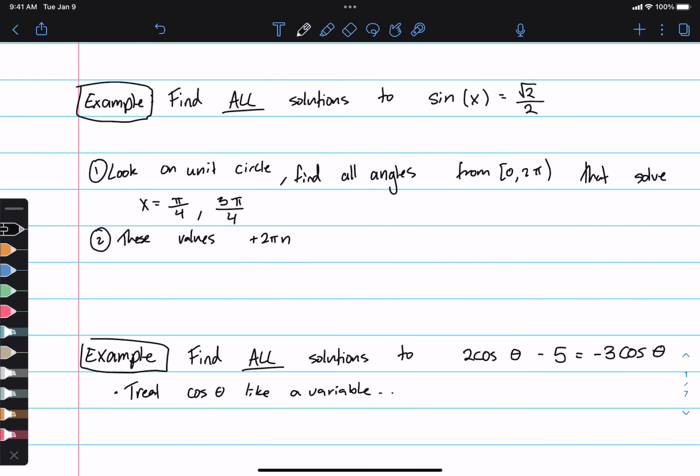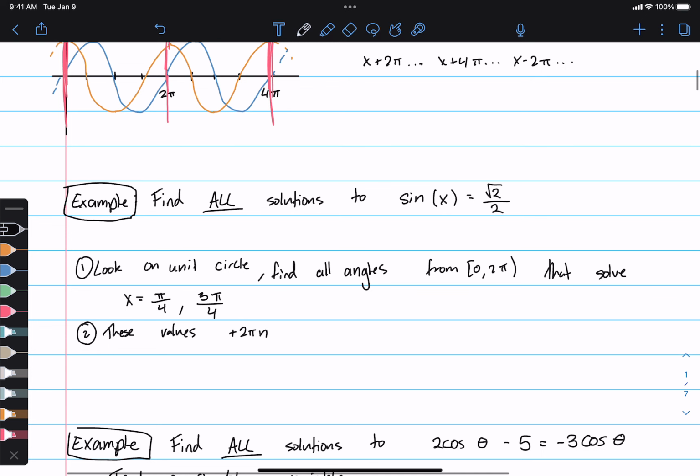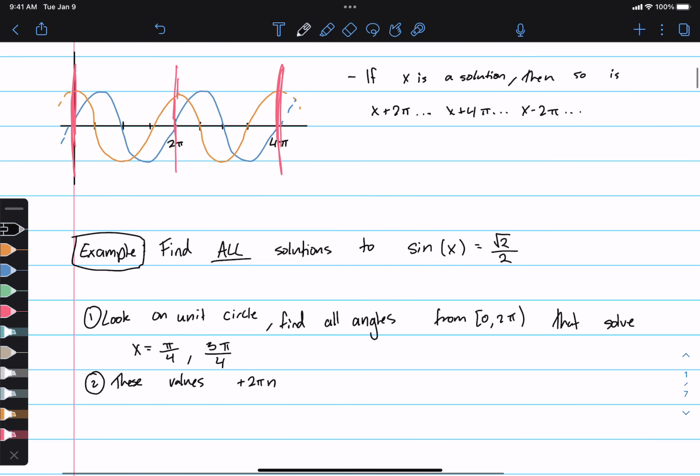Now that we have these two values, and these are the only values that solve this on this interval, that would look like something like this right here. We're looking for all sine values from 0 to 2 pi that lie on this line. And those are these two values right here. So this is pi over 4, and this is 3 pi over 4. And those are the only two values, if you notice, that occur in this 0 to 2 pi interval.